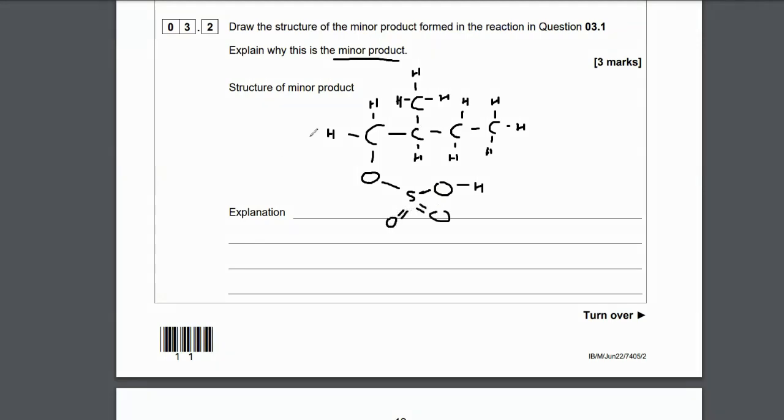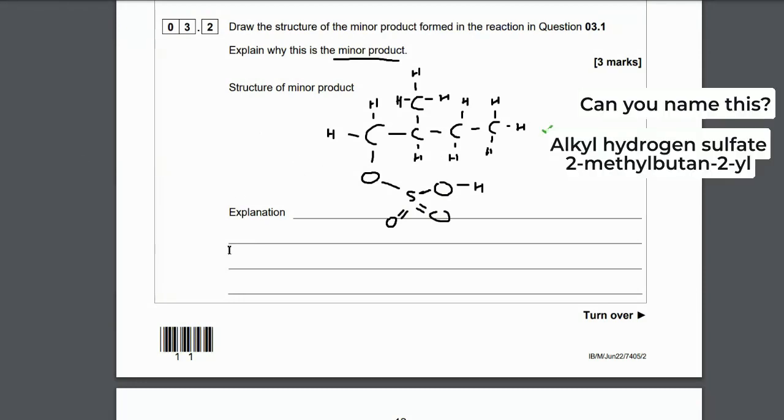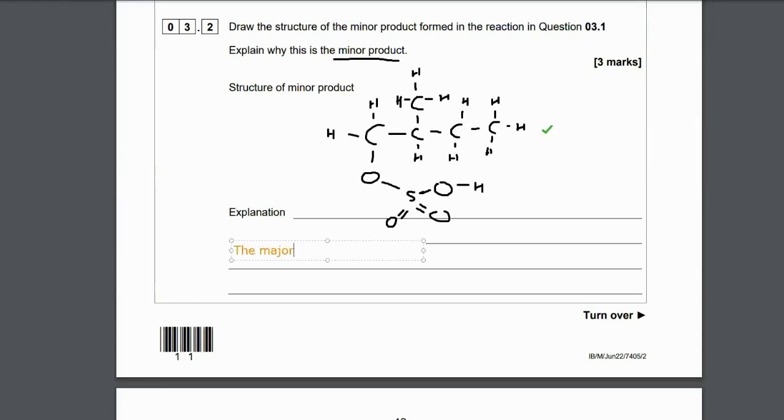Now, if you want to name this minor product, this is an alkyl hydrogen sulfate. And it's going to be 2-methyl, because we've got that methyl group on the second carbon, butane, because there's 4 carbons in the straight chain there, 2-yl.